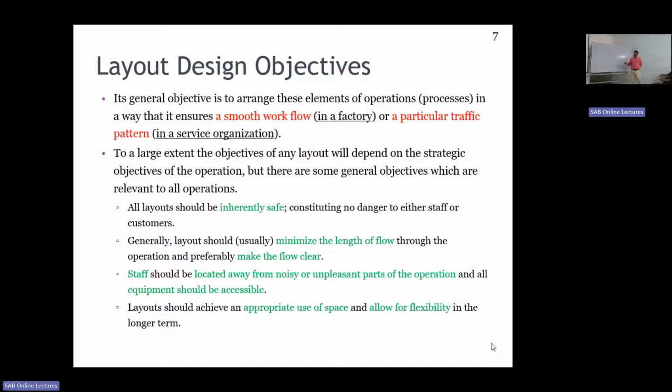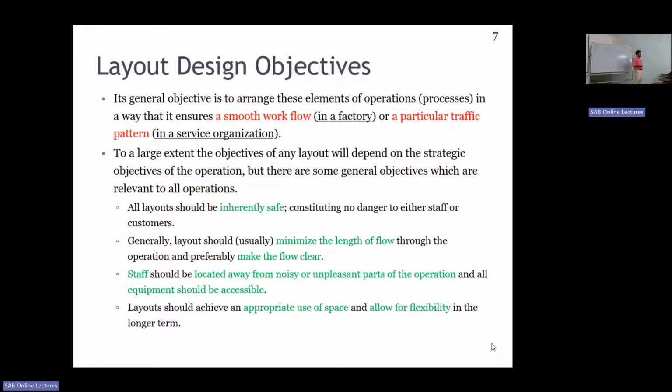To a large extent, the objectives of any layout will depend on the strategic objectives of the business: what they want to do, how they are going to compete, what their strategy is. However, there are other general objectives which are relevant to all operations. Accordingly, it says all layouts should be safe for users. Can you understand the importance of it? Safe for the users like workers, operators, and also for customers.